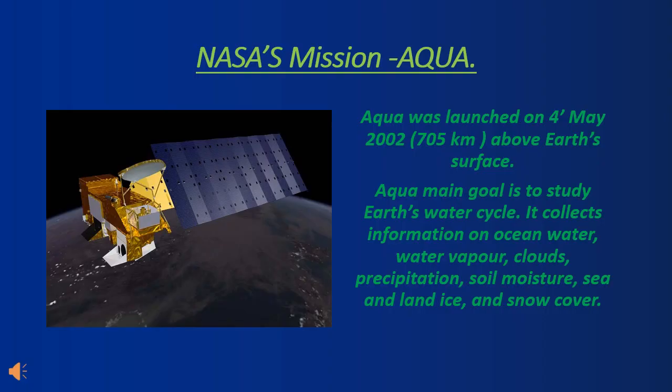NASA's mission Aqua. Aqua was launched on 4th May 2002, 705 km above Earth's surface. Aqua's main goal is to study Earth's water cycle. It collects information on ocean water, water vapor, clouds, precipitation, soil moisture, sea and land ice, and snow cover.